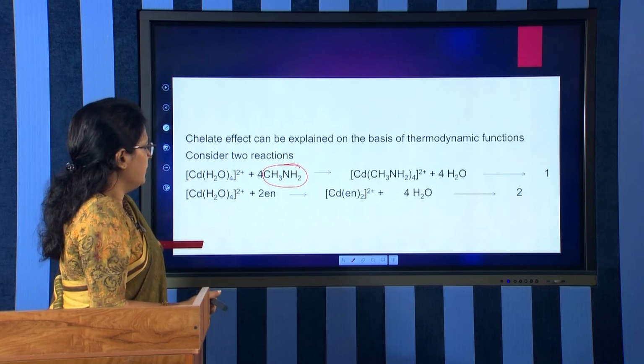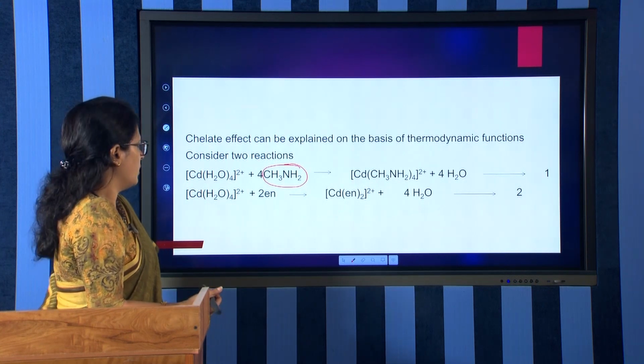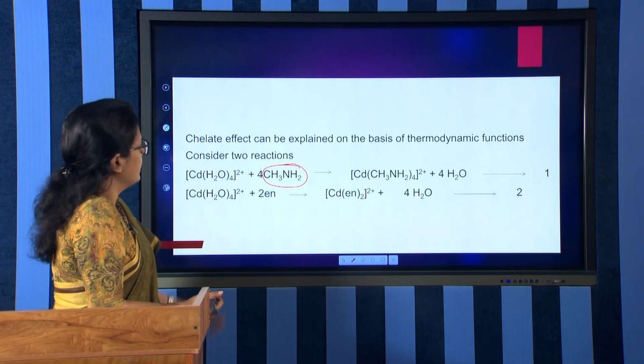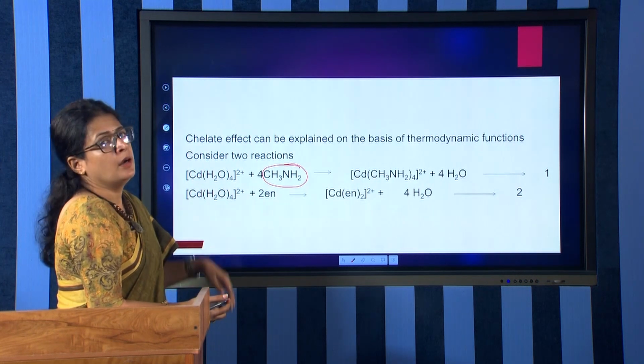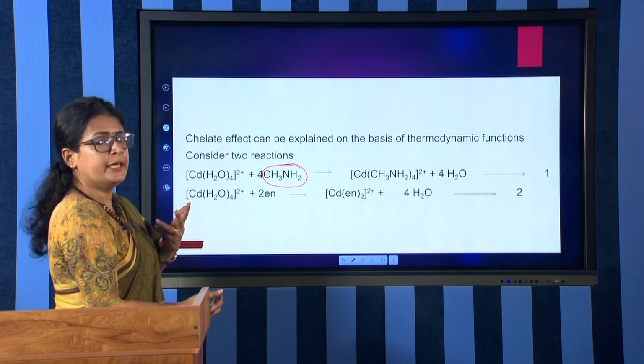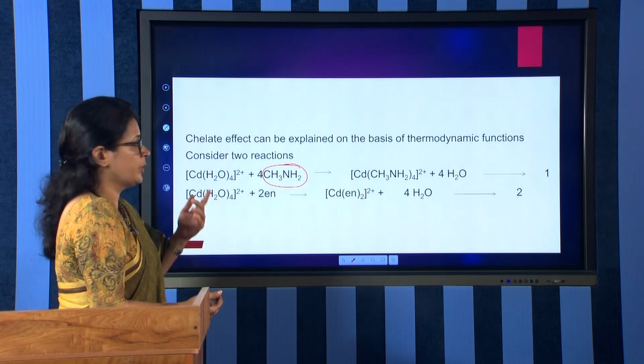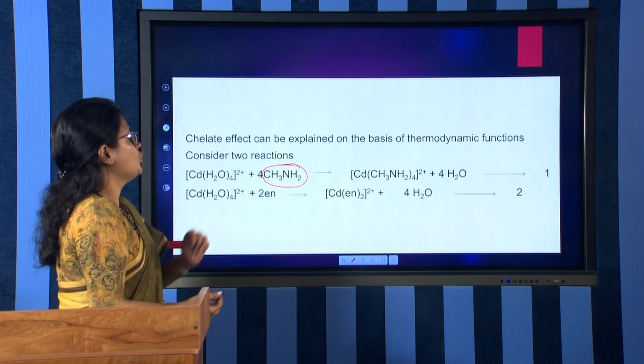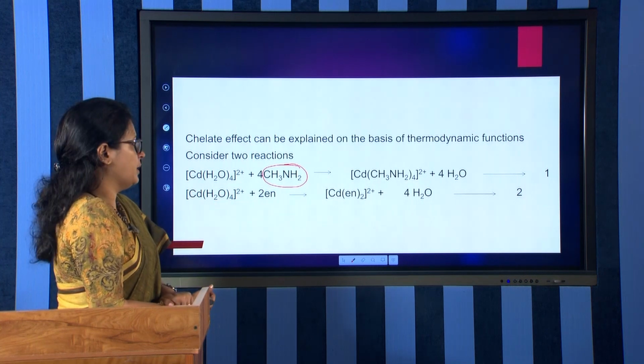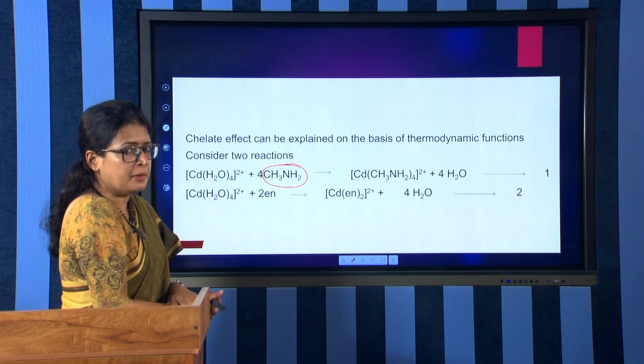And consider the second reaction. The second reaction is all about the same complex reacting with the polydentate ligand, that is ethylene diamine. It is a chelating ligand, I have already told, and that is reacting with 2 molecules of ethylene diamine. Why 2 molecules of ethylene diamine?